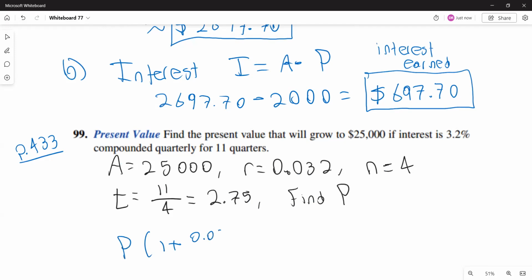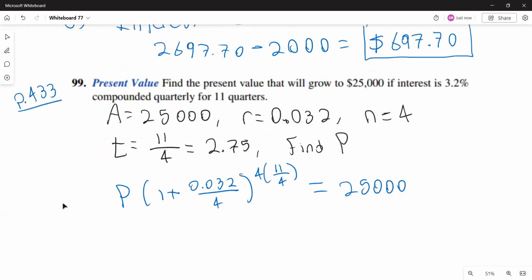The interest rate divided by the compounding frequency, raised to the 4 times 11 over 4, is equal to 25,000. So 0.032 over 4 is 0.008. So that's plus 1 is 1.008. And then 4 times 11 over 4 is 11. That is equal to 25,000.